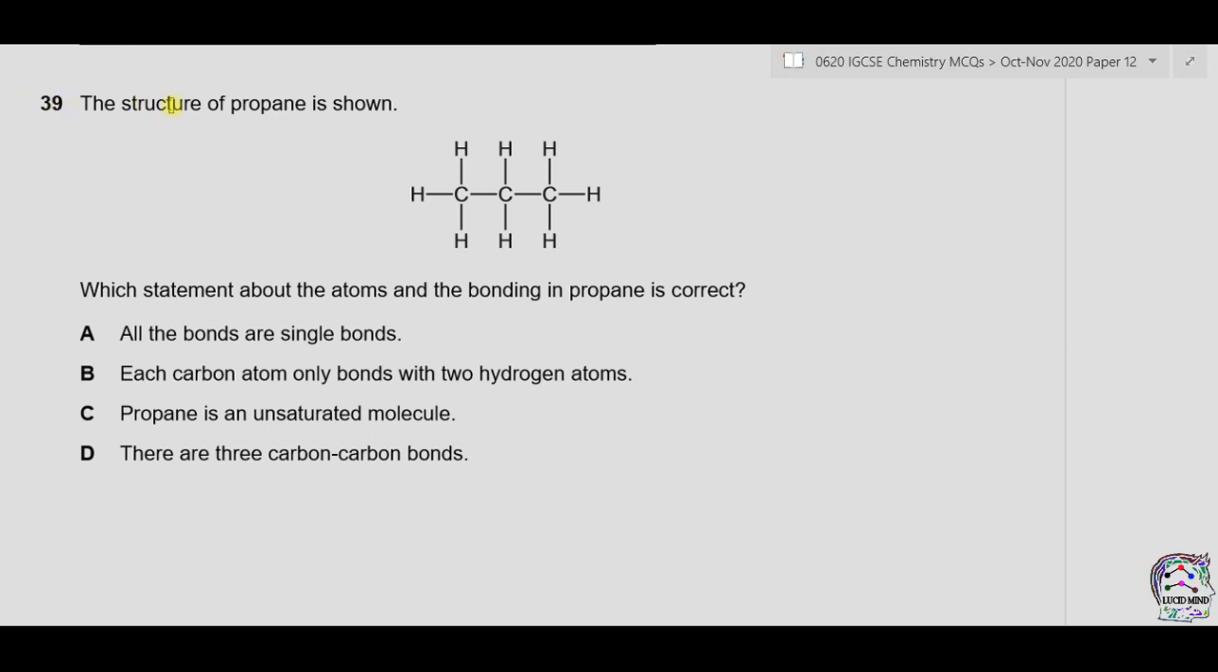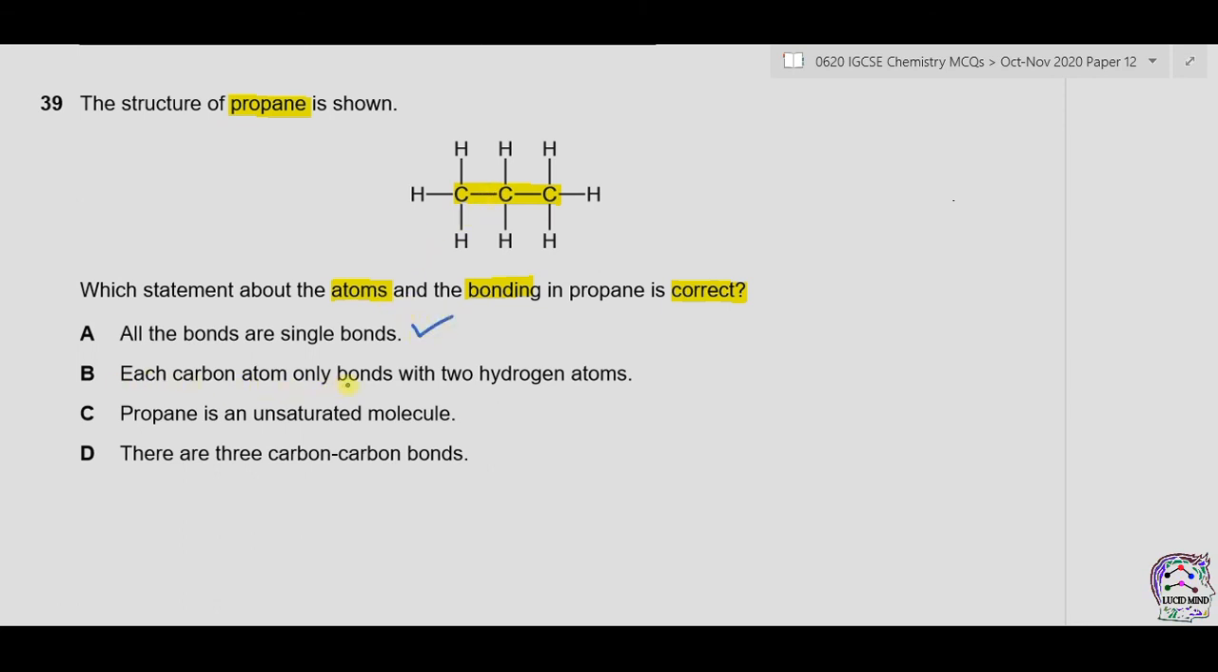Question 39. The structure of propane is shown. We have 3 carbon atoms and 8 hydrogen atoms. Which statement about the atoms and the bonding in propane is correct? A. All the bonds are single bonds. As we can see that all bonds between carbon and carbon and hydrogen are all single. So A is correct.